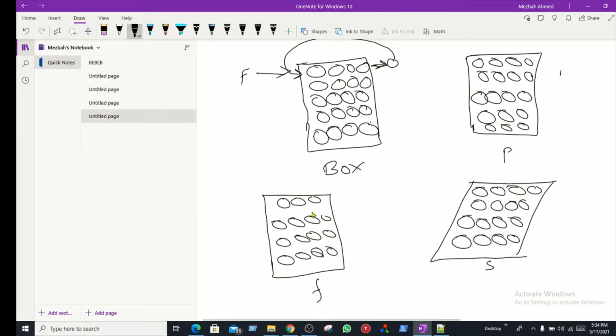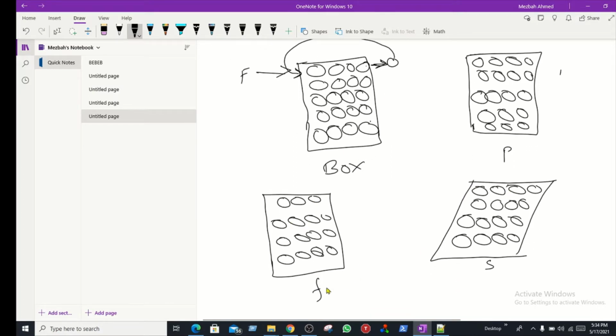And for style f, the atom will move and get lost from this simulation box. That means the total number of atoms will decrease in this simulation box for the f type.